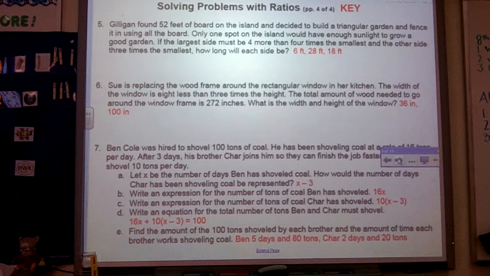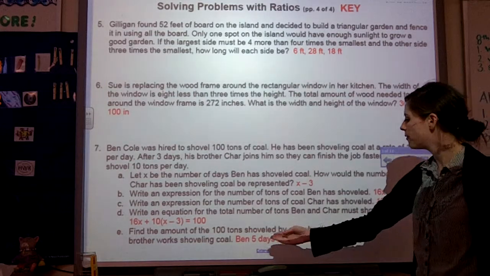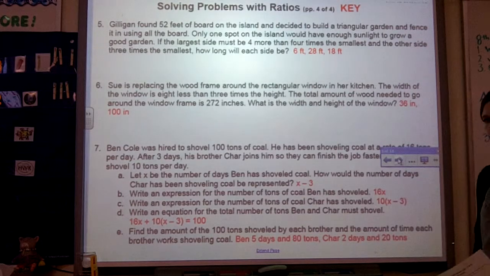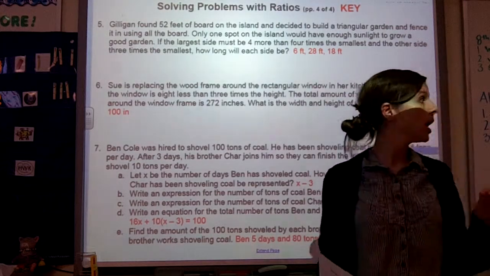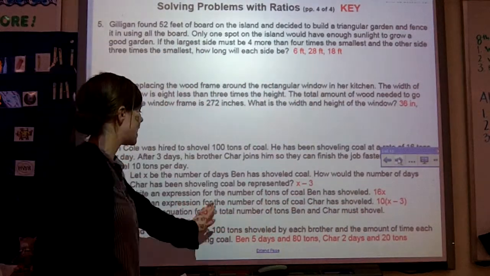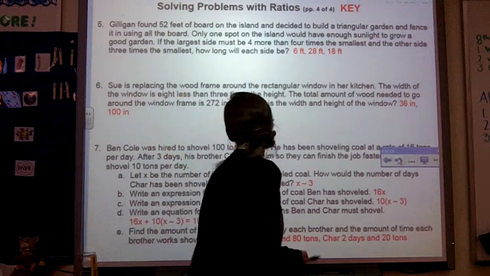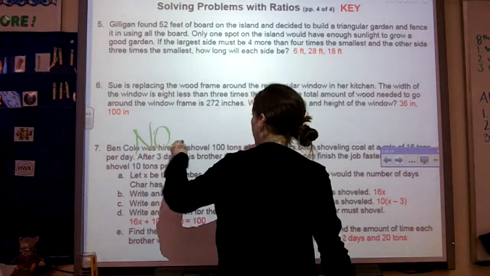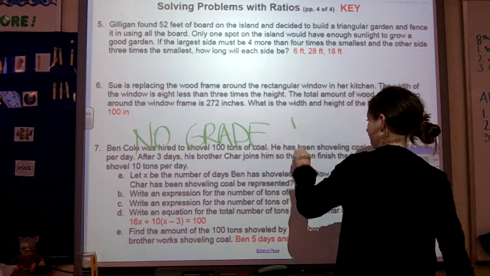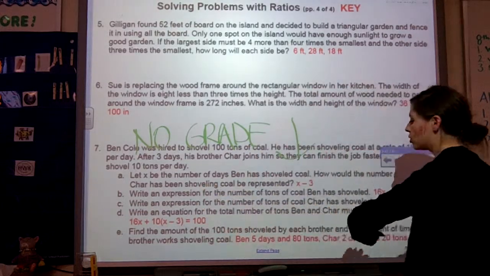So find the amount of tons shoveled by each brother and the amount of time. You have Ben at 5 days and 80 tons, and Shar at 2 days and 20 tons. To get your number of problems missed, do not grade number 7. Don't worry about if those are right or wrong.